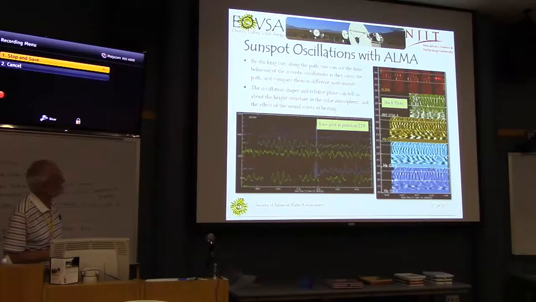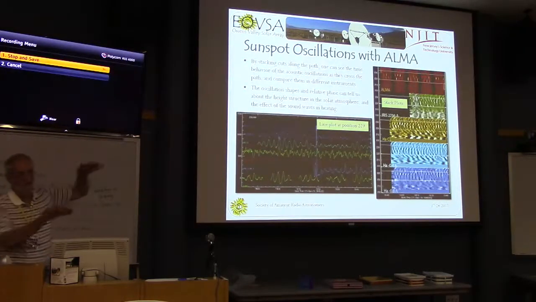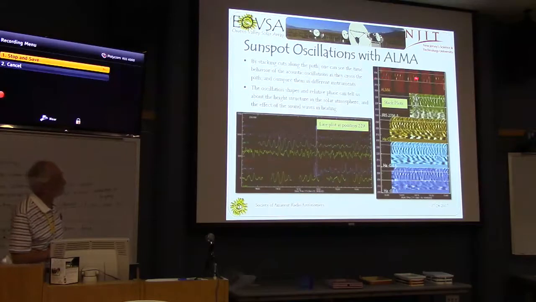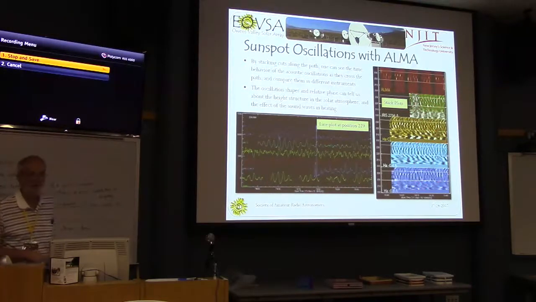And so this is the ALMA data. These lines are to indicate the sunspot edges. And so as a function of time, you see these things coming and going. And then this is in some of these other spacecraft data and from some hydrogen alpha on the ground.